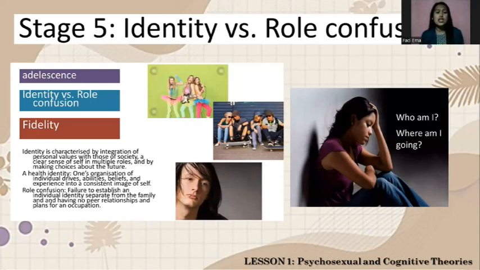But the confusion is the failure to establish an individual identity, if we feel separate from the family and have no peer relationships and plans for an occupation. So they will lose hope. They will lose how to dream for themselves and for other people, because the skills that they have are not developed at all. They are confused with the things that they want for themselves. So that is identity versus role confusion.